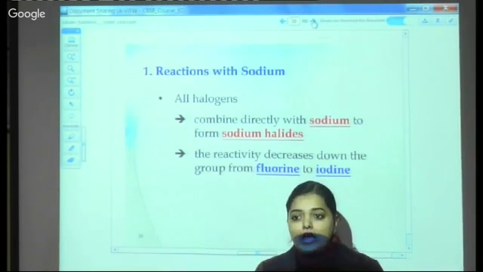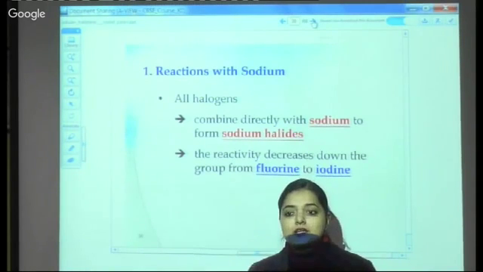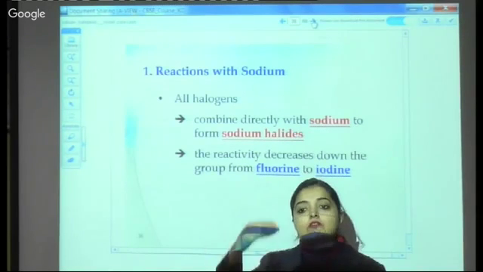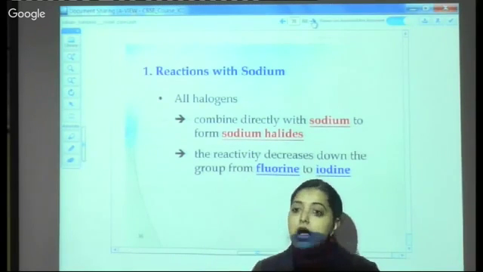But among the group, you will see that fluorine reacts the most and iodine the least. Though all will react to complete their octet, a comparative study will show that fluorine is the most reactive and the least is iodine. Next.